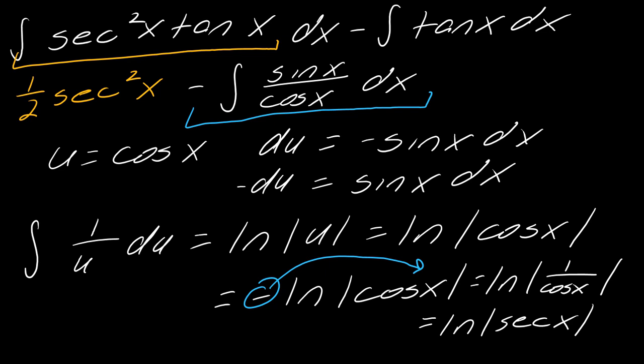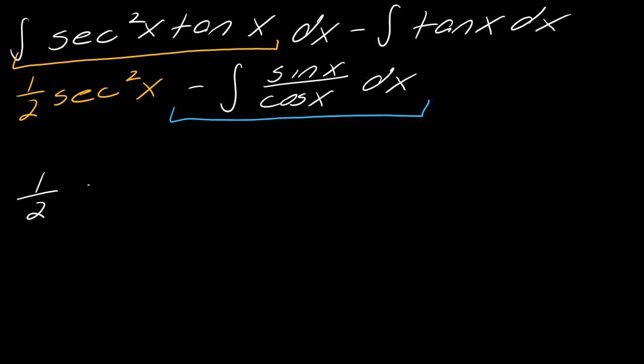if I had just focused on this part of the integral, then I would have gotten this answer here. And so then I would still have minus natural log of secant x. So there's two answers that will suffice. So let me make some space and I'll write them down.